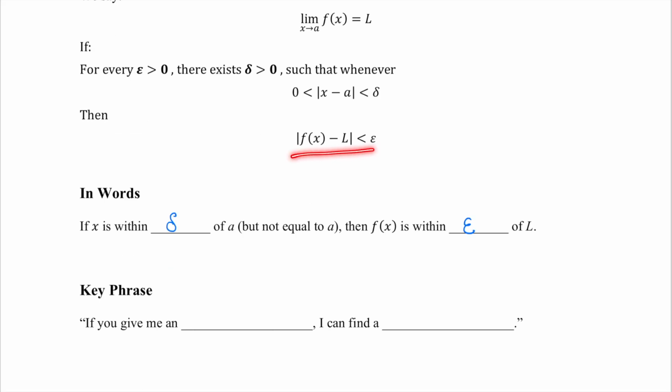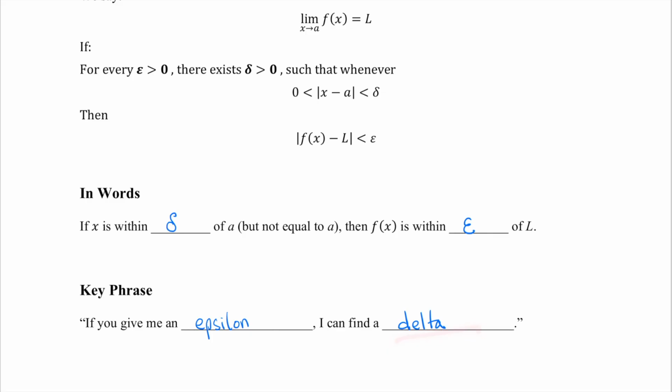This is the goal. We want the output to stay within epsilon of L. The entire definition is about making this happen. If you give me an epsilon, I can find a delta. This is the heart of the definition. No matter how small epsilon is, I can always find a delta that makes it work.